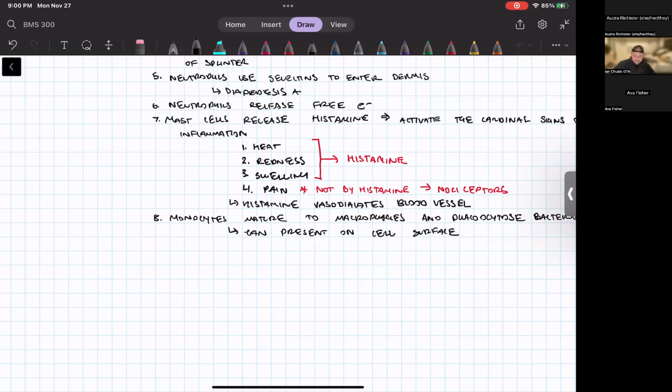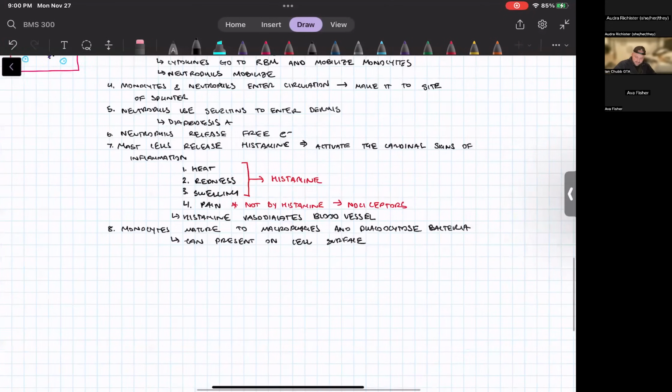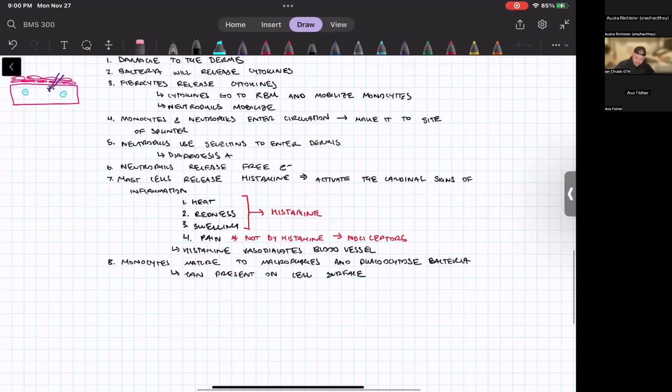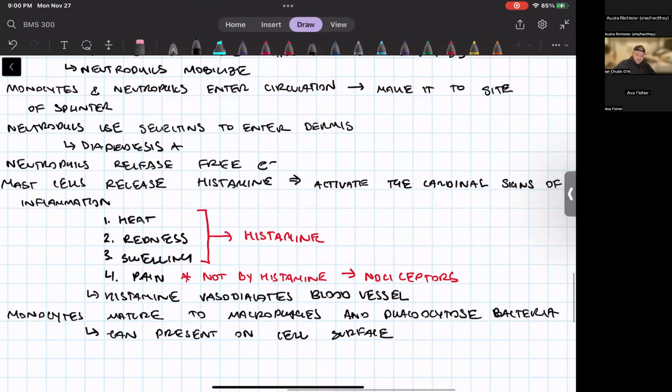Questions on that? The other thing that's released that he adds is heparins. Heparins also help with blood flow, thin the blood out. So heparin is a big blood thinner. Doesn't allow it to clot as much, so you can get blood to the area.